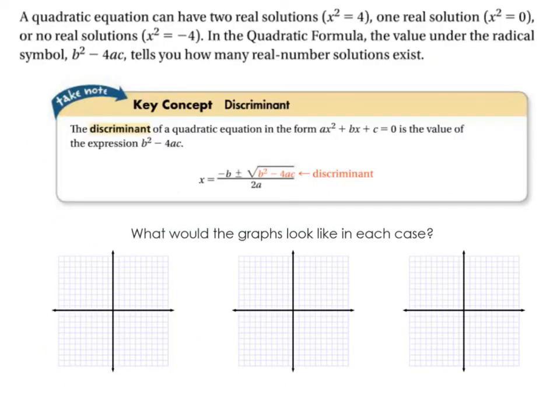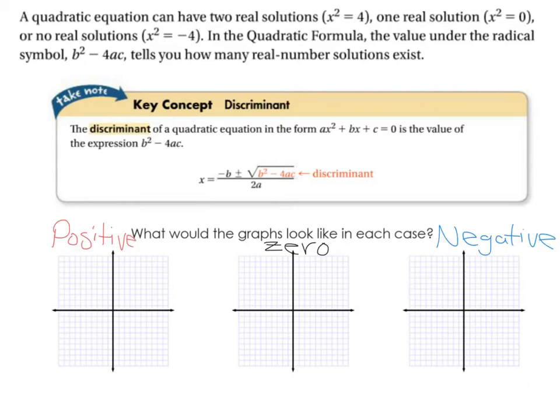Okay, so next we're going to talk about the discriminant. The discriminant of a quadratic equation is what is under the square root symbol in our quadratic formula. The b squared minus 4ac, that is the discriminant. And it tells us some things about our equation, about the roots.